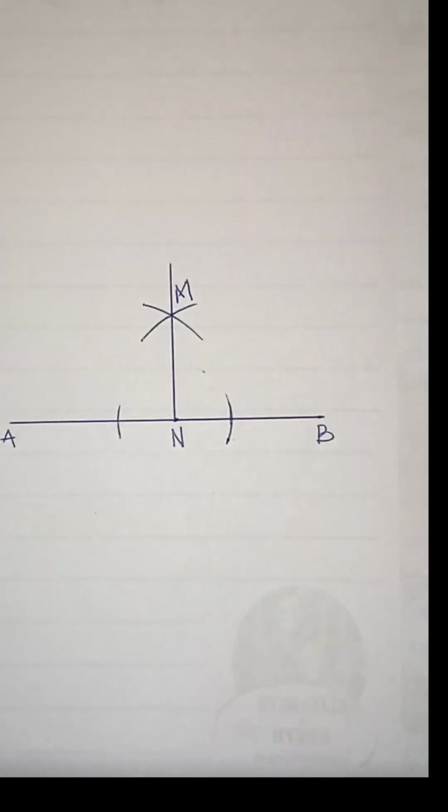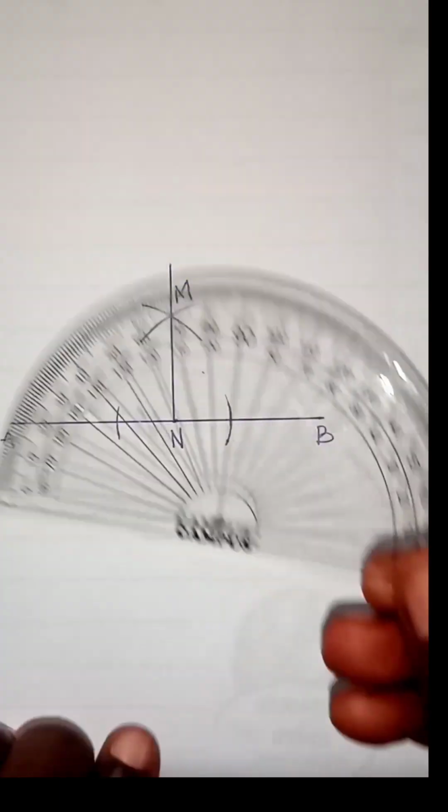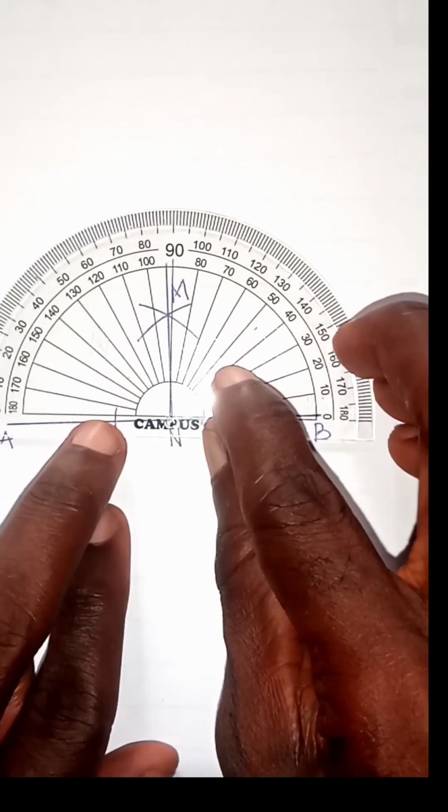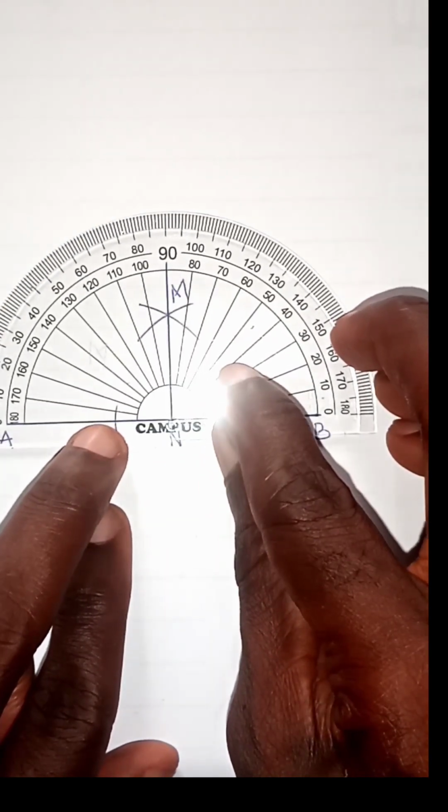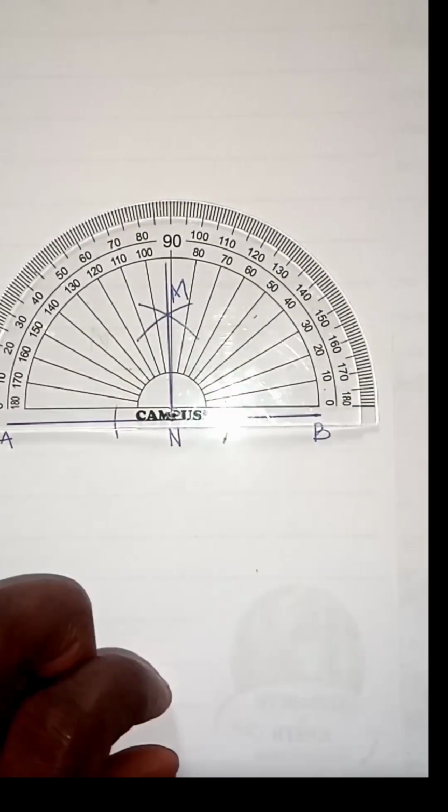When that is done, measure angle ANM or BNM. It should be 90 degrees because perpendicular lines meet at 90 degrees.